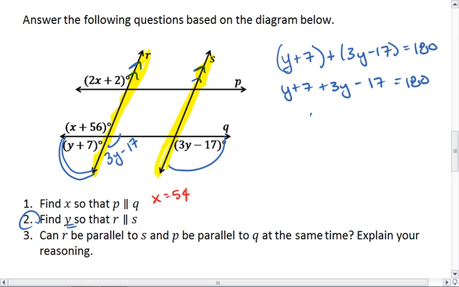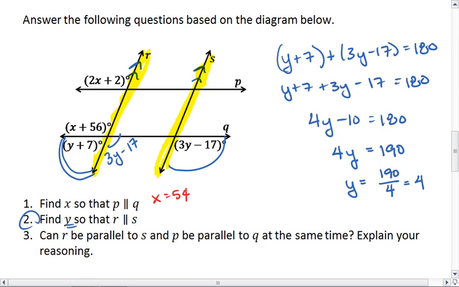We can add like terms. We get 4y minus 10 equals 180. 4y equals 190. So y is 190 divided by 4, which is 47.5.